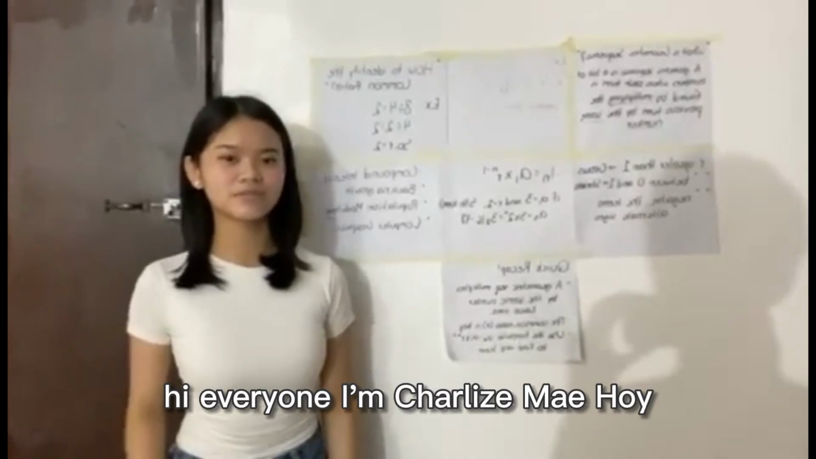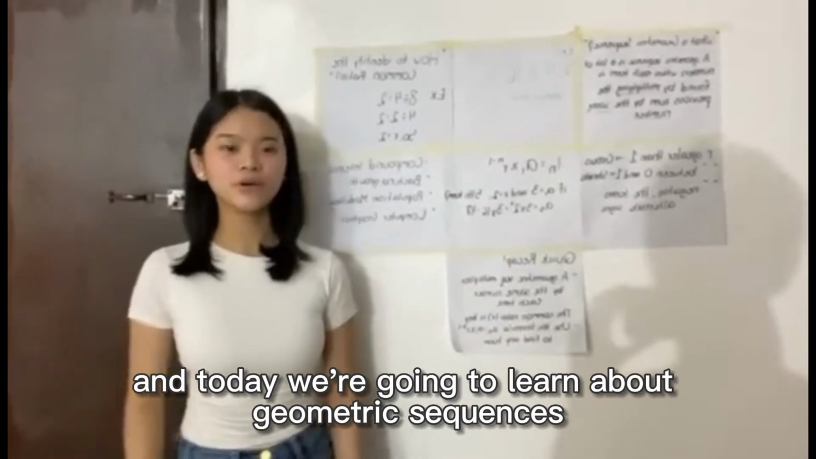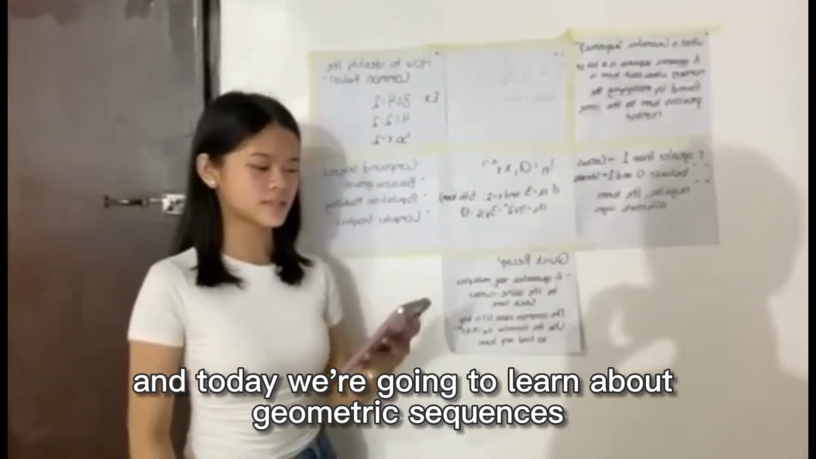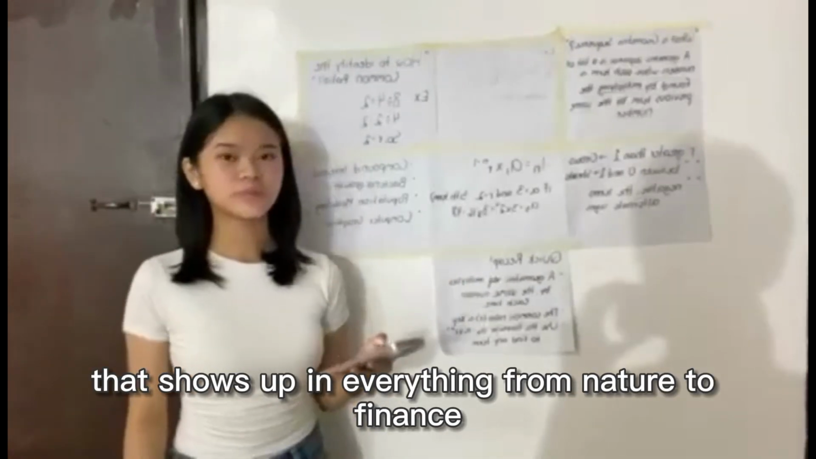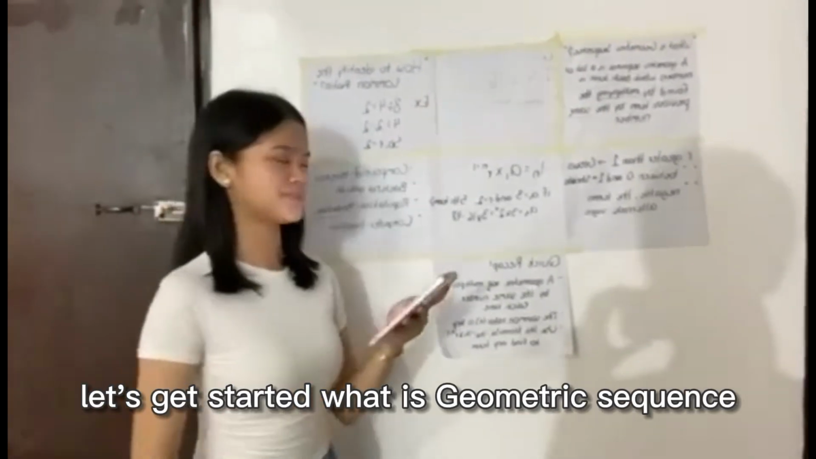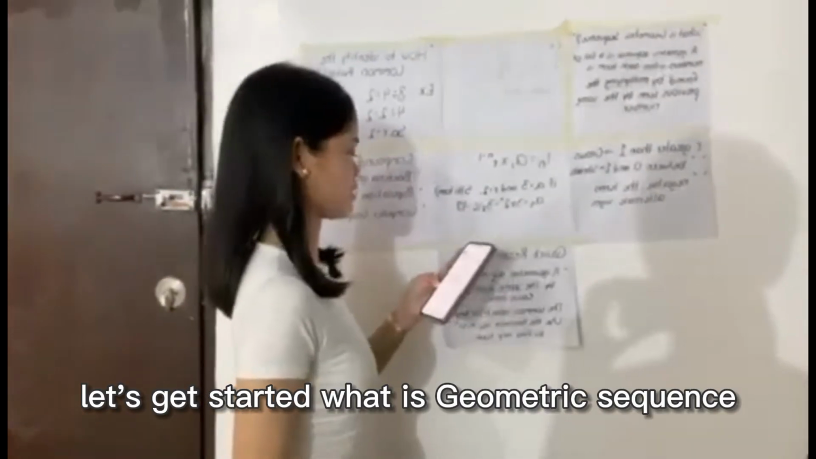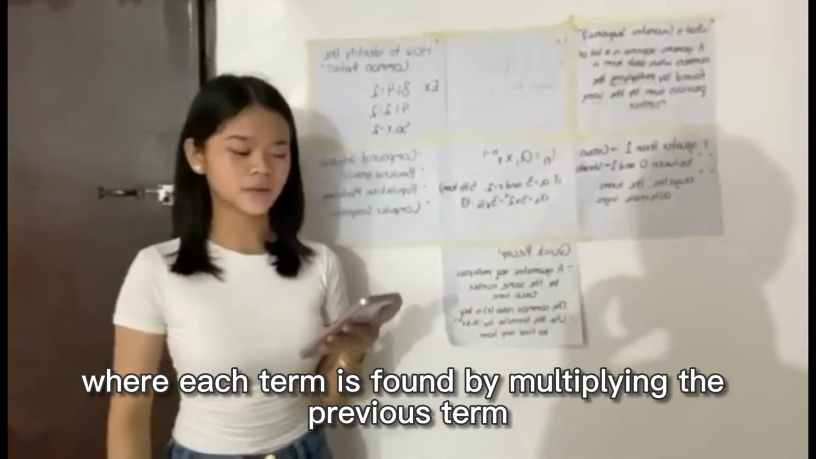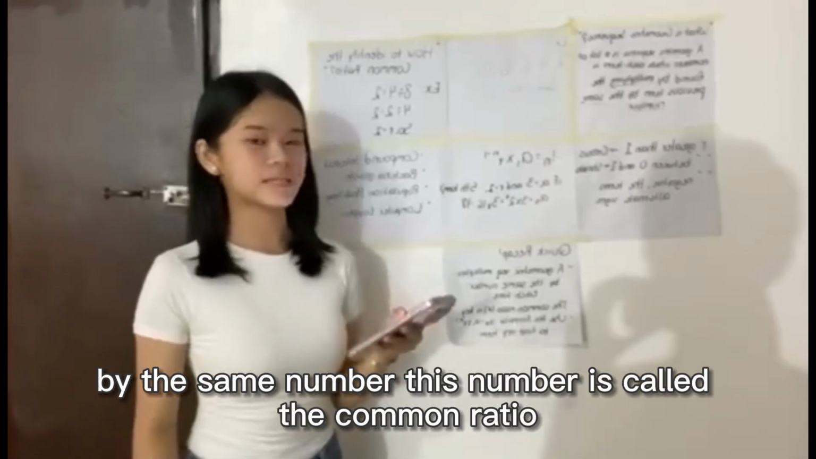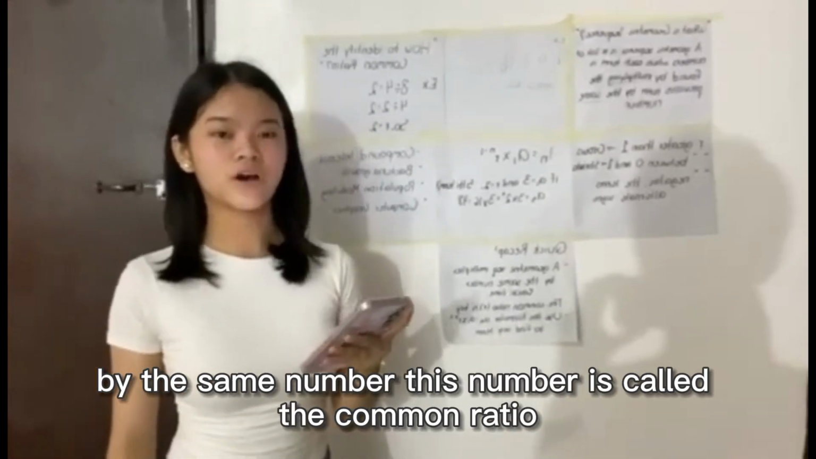Hi everyone, I'm Charlize Hoy, and today we're going to learn about geometric sequences. It's one of the important parts of math that shows up in everything from basic math to finance. Let's get started. What is a geometric sequence? A geometric sequence is a list of numbers where each term is found by multiplying the previous term by the same number. This number is called the common ratio.